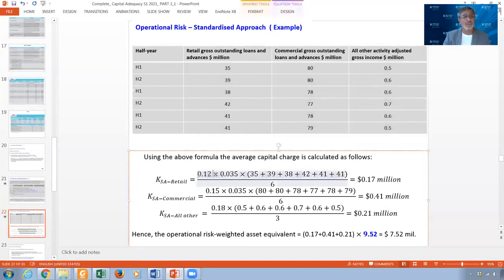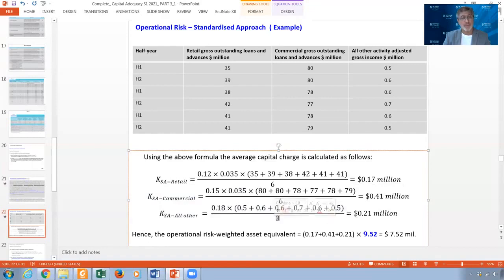All I have to do now, the 12, the 15, the 18, we know that. This is given, 3.5, 3.5, and then you have to add those ones. The values for, which is this one actually. You put it here. Same thing you do for the commercial banking. Now, for the other businesses, you have to multiply by 18, and then you don't have to multiply by this 3.5. You just bring all those assets and you divide by 3.